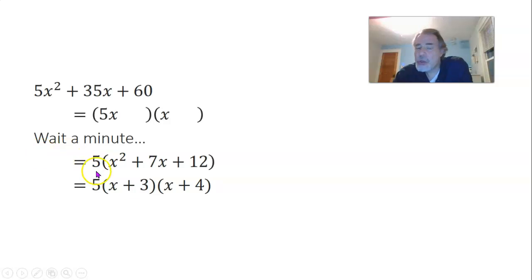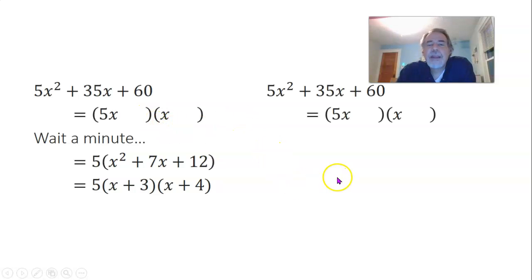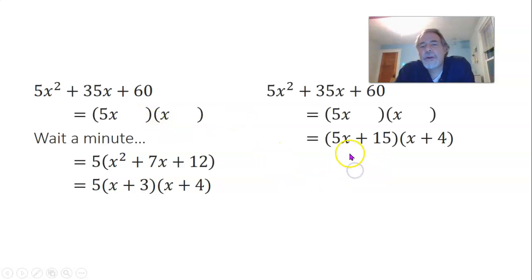Now, if I hadn't noticed that, what if we had continued on with this, tried plowing ahead with figuring out what numbers we can put here and here that multiply to 60 and give us an outside and an inside that add up to 35x? It might have taken us a while, but we might have figured out, oh, if we put a 5x plus 15 times an x plus 4, it's factored.